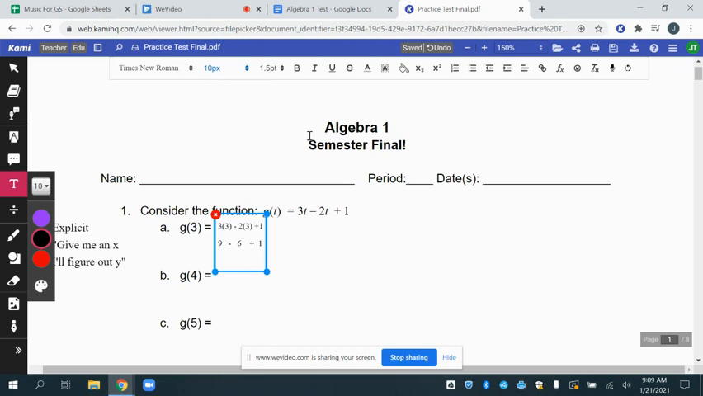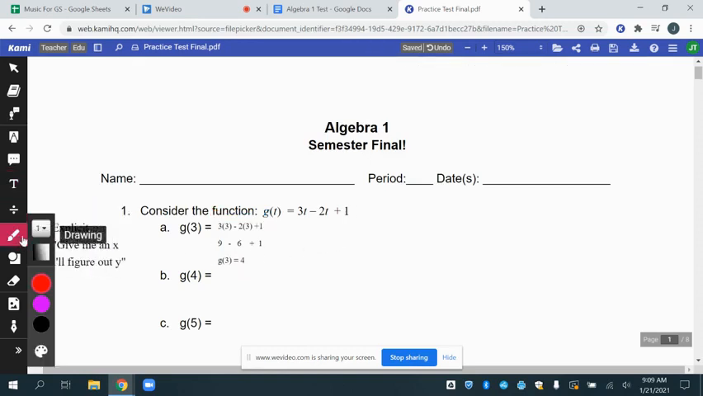Okay, 9 minus 6 is 3. 3 plus 1 is 4. g of 3 equals 4. That's my answer. Okay.